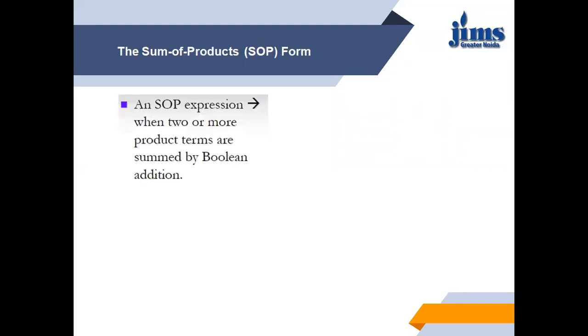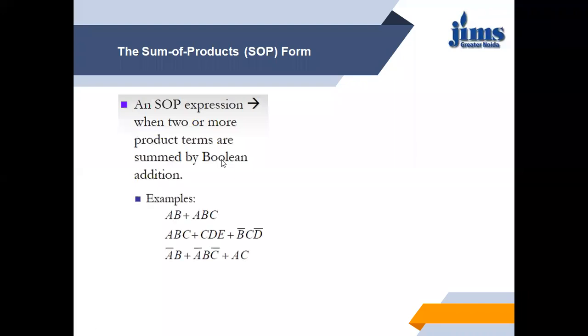Now let us discuss in detail what SOP stands for. The standard form, sum of product form. An SOP expression is when two or more product terms are summed by Boolean addition. It means we have two or more different product terms and they are summed. Then it is called sum of product. So the actual term is the min term. Product is the min term.